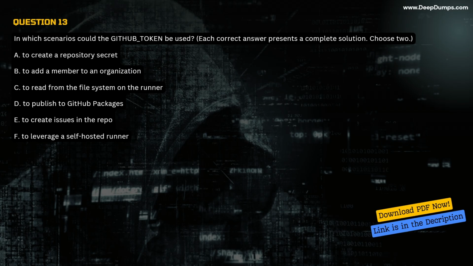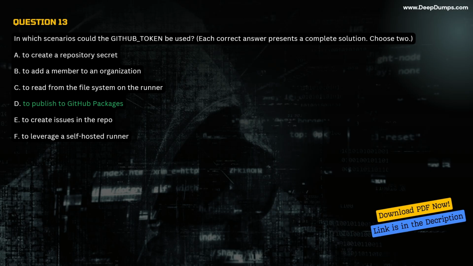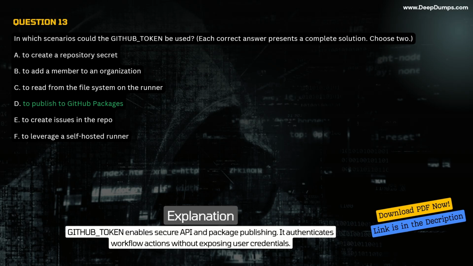F. To leverage a self-hosted runner. Correct answer D. To publish to GitHub packages. Explanation. GITHUB_TOKEN enables secure API and package publishing. It authenticates workflow actions without exposing user credentials.